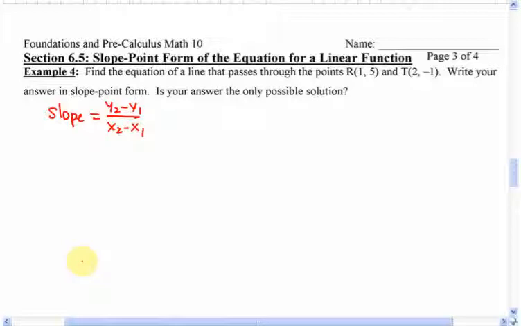Find out the answer. Okay, I'll use x1, y1 for R and x2, y2 for T. Go ahead and do this. I want you to try it on your own. You've done it enough times with me to be hopefully sick of this. And when you're sick of this, that means you've mastered it, which is great. When you're sick of me, I'll be happy.